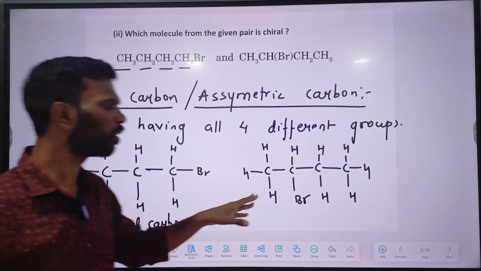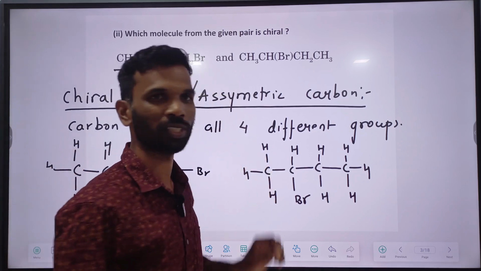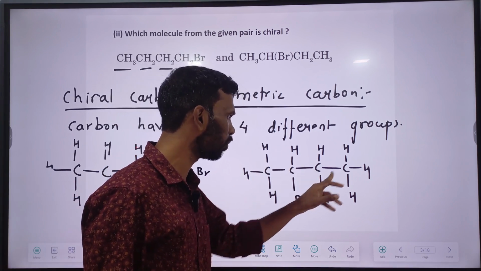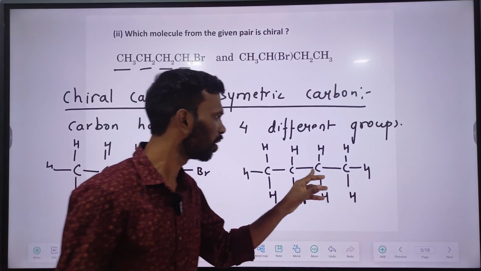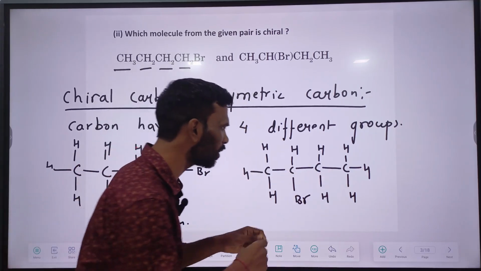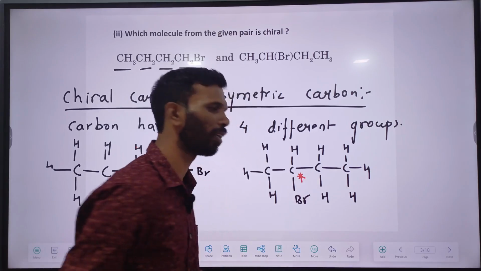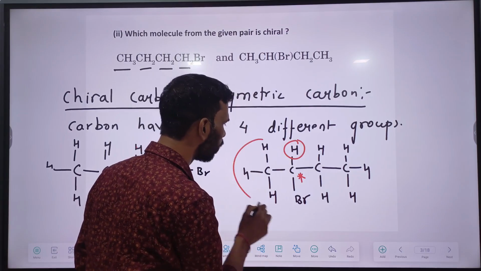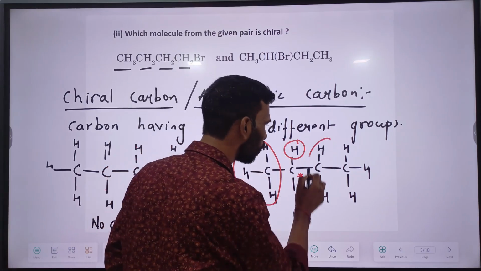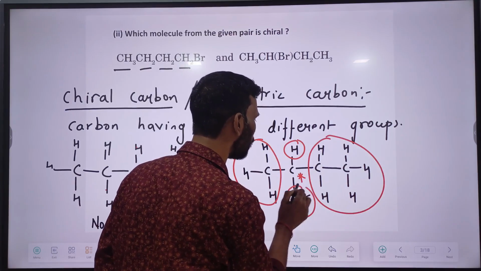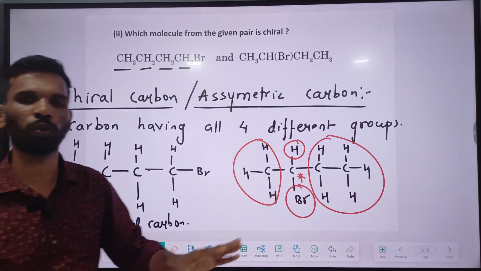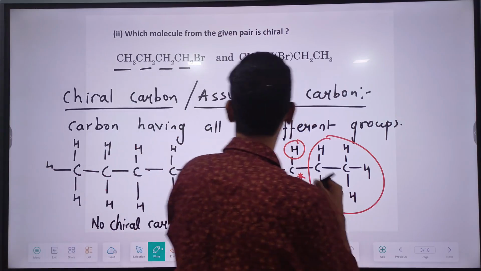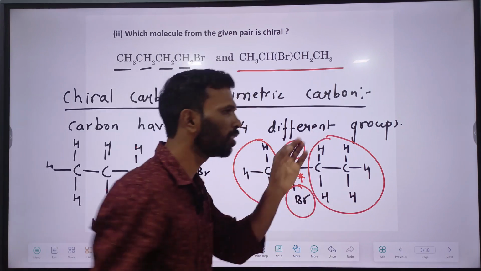Over here, this is not a chiral carbon because there are 3 hydrogens, the same group. This has 2 hydrogens, this has 3 hydrogens, so the groups are repeating. But if you check over here, this carbon is chiral, meaning asymmetric carbon. This hydrogen is different from CH3, and this is C2H5, and this is Br. So all 4 groups attached to it are different. That's why this is chiral. The answer for this will be this one.